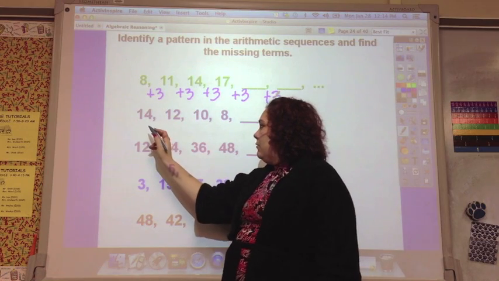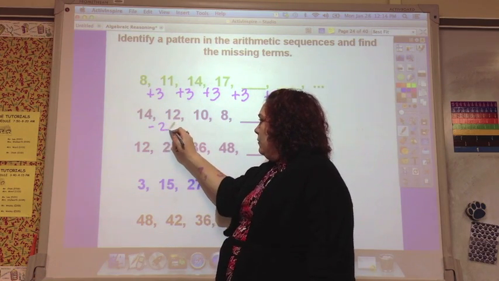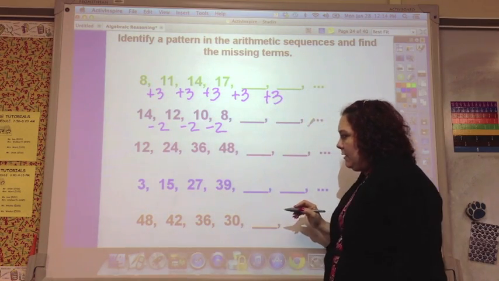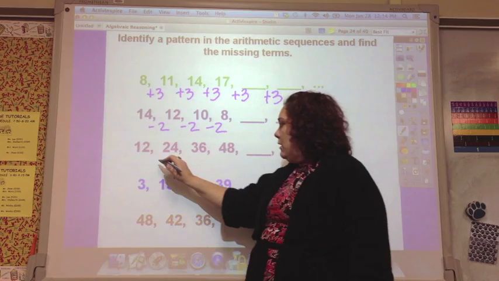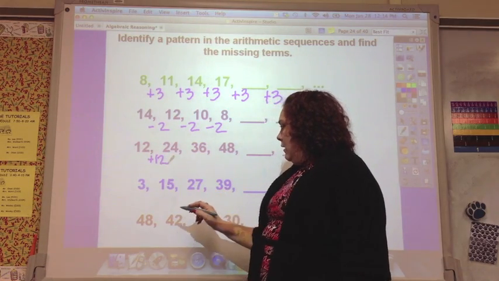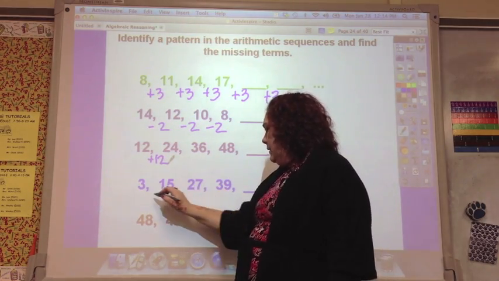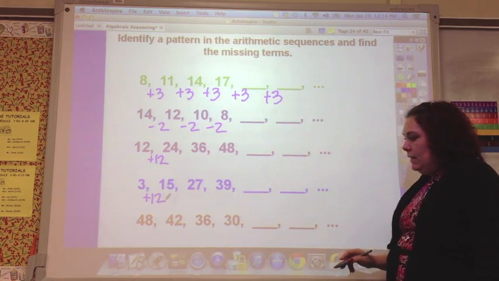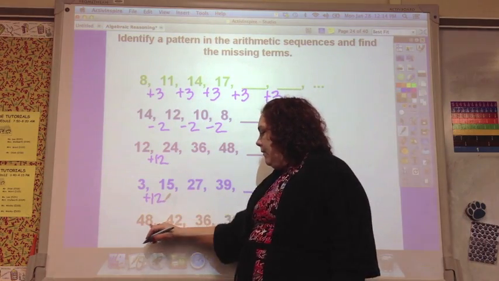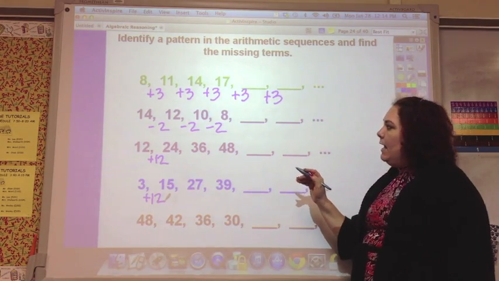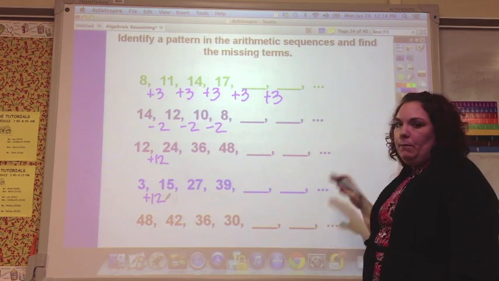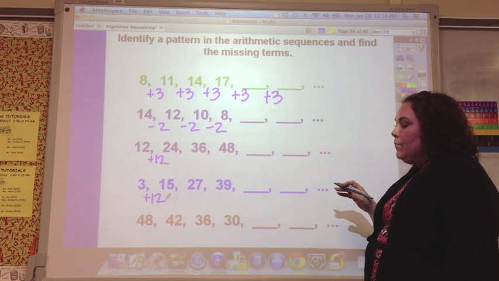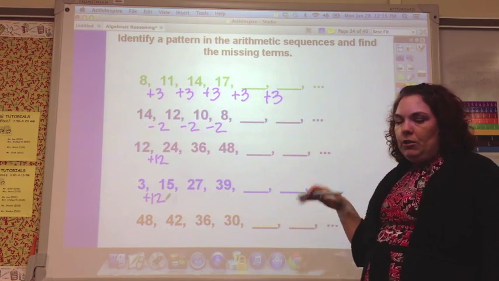Now this one is interesting because it's minus 2. And minus 2, and minus 2, so you would keep going and keep continuing that pattern. This one is plus 12, and this one is also plus 12, but it looks a little different. And then this is, try to figure out what the rule is for this. So go ahead and fill in these boxes in your notes, and you'll be able to check them with your teacher tomorrow.